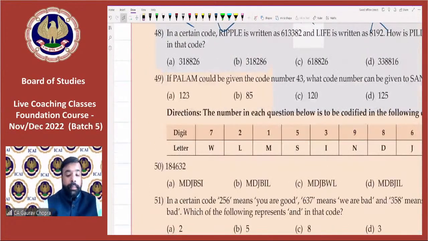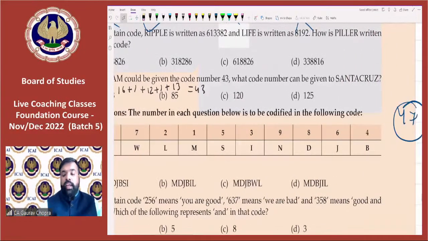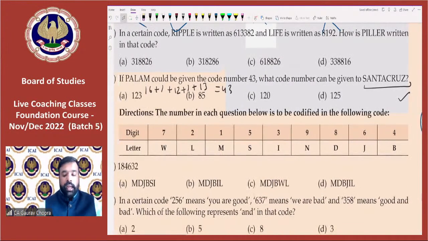You can add the numbers of Palam. What is P? P is 16, A is 1, L. So you can count what is L. It will be 12. A is 1, M is 13. Now count how much we are getting, 43. So according to this alphabetical series, the addition of Palam is 43. So in the same way, you have to add Santa Cruz and get the result. So write all the code numbers, add them, and you will get the answer.